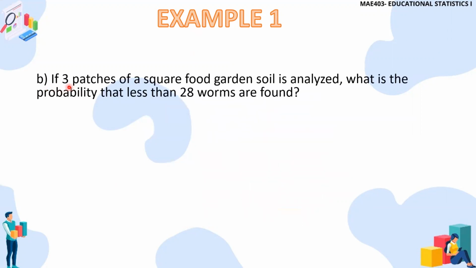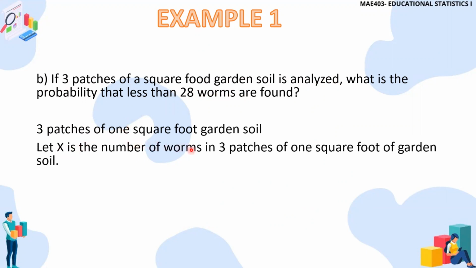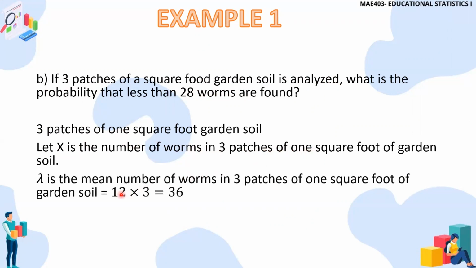Second question, if 3 patches of a square foot of garden soil are analyzed, what is the probability that less than 28 worms are found? Now you have 3 patches of 1 square foot. The first question was only 1 square foot. Alright, so X is the number of worms in 3 patches of 1 square foot of garden soil. You need to multiply the mean by the 3 patches. So your lambda now is 36. Then X Poisson distributed with 36 is approximately normal distributed with mean 36 and variance 36.